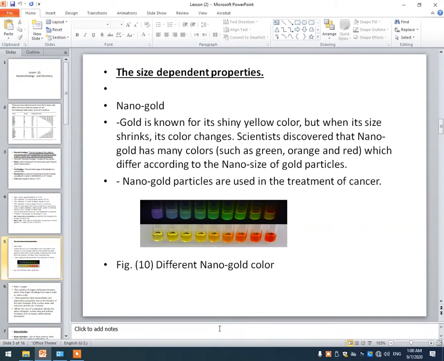Regarding size-dependent properties, take nanogold for example. Gold is known for its shiny yellow color, but when its size shrinks, its color changes. Scientists discovered that nanogold has many colors, such as green, orange, and red, which differ according to the nano size. Nanogold particles are used in the treatment of cancer.